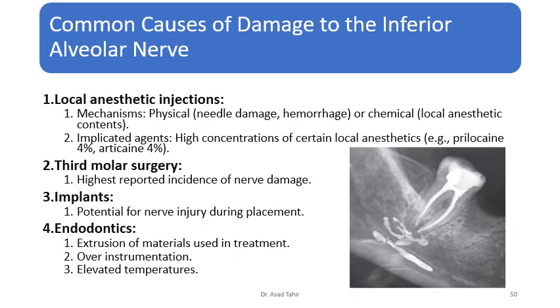Local anesthetic injections. Mechanisms: physical, needle damage, hemorrhage, or chemical, local anesthetic contents. Implicated agents, high concentrations of certain local anesthetics, e.g., prilocaine 4%, articaine 4%. Third molar surgery. Highest reported incidence of nerve damage. Implants. Potential for nerve injury during placement. Endodontics. Extrusion of materials used in treatment.